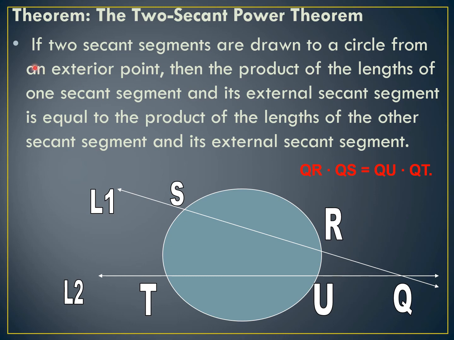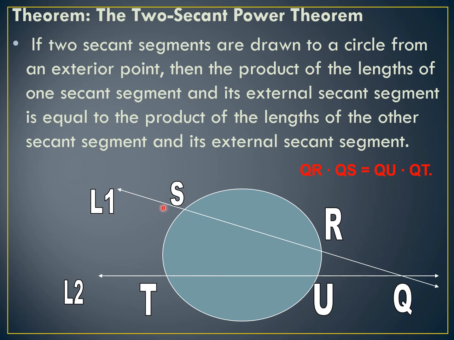So, sabi dito sa theorem na to, if 2 secant segments are drawn to a circle from an external point, ito nga yung external point na yun, then the product of the length of one secant segment and its external secant segment is equal to the product of the lengths of the other secant segment and its external segment. Ang haba, di ba? Pero, simple lang ibig sabihin.